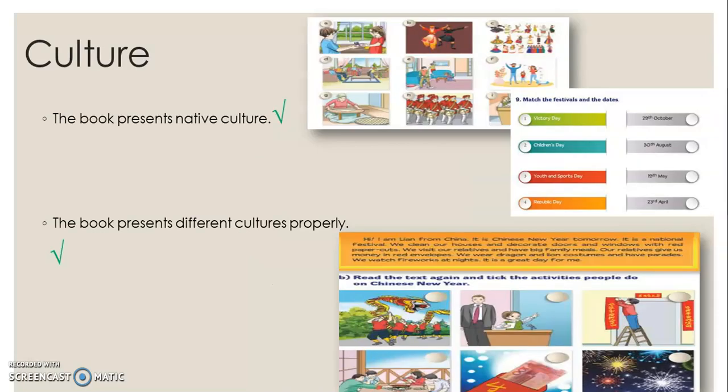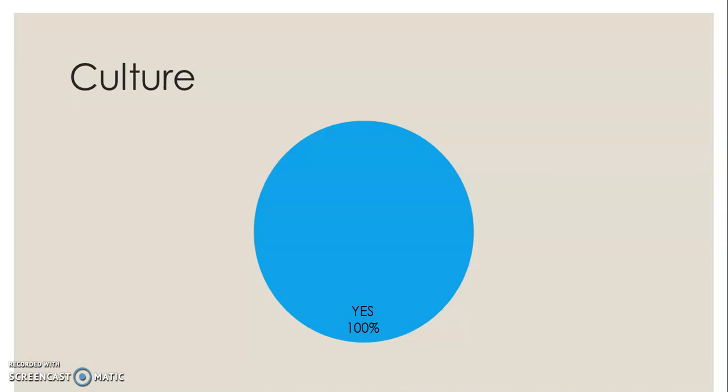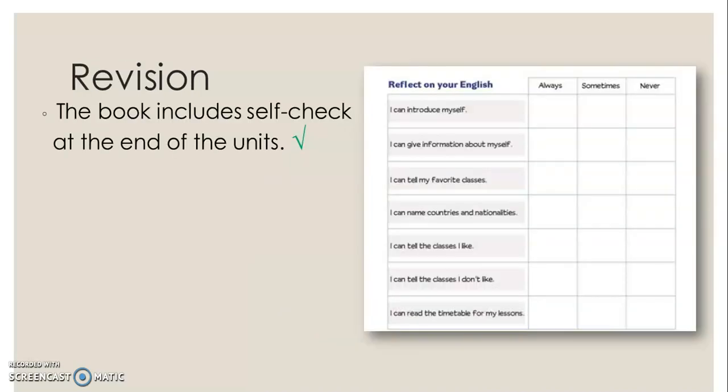In terms of culture, the book presents both native and different cultures properly. In this picture, you can see native cultures, our festivals and dates. And in this picture, you can see a reading text about Chinese New Year. There are pictures, reading texts, and listening parts about target language culture in the book. Here, there is an example of a listening activity about target culture. The book helps students get knowledge of other cultures. The culture part takes yes from all the sections.